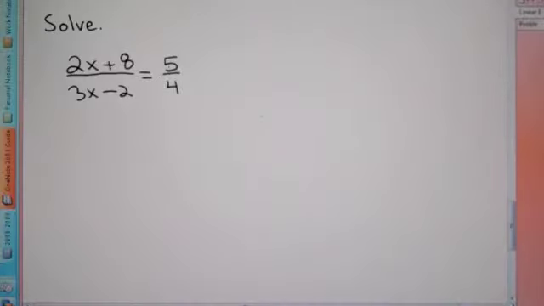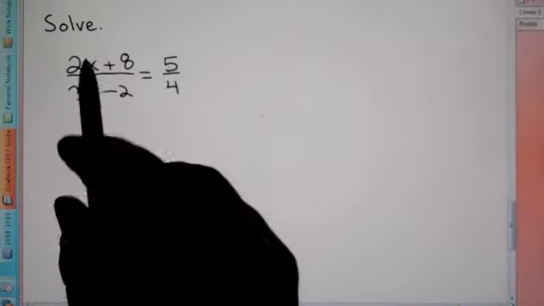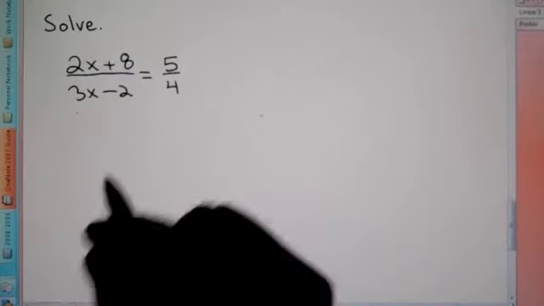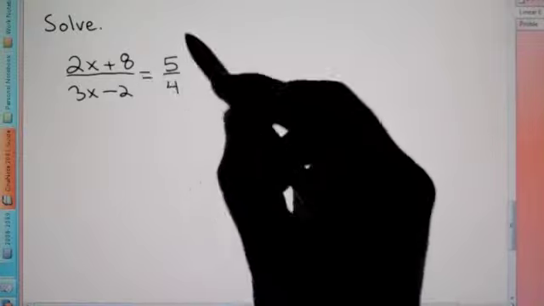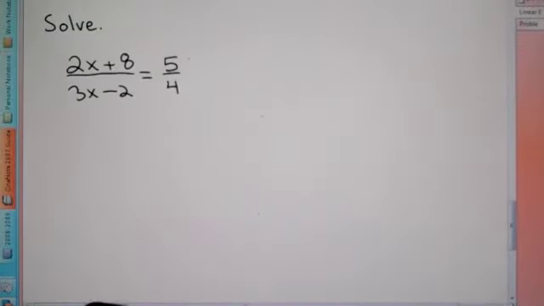2x plus 8 over 3x minus 2 is equal to 5 over 4. Now we have fractions on both sides, but we have variables in the fractions. When you're left with just one fraction on the left equals one fraction on the right, the best thing to do is cross multiply. So we're gonna cross multiply.